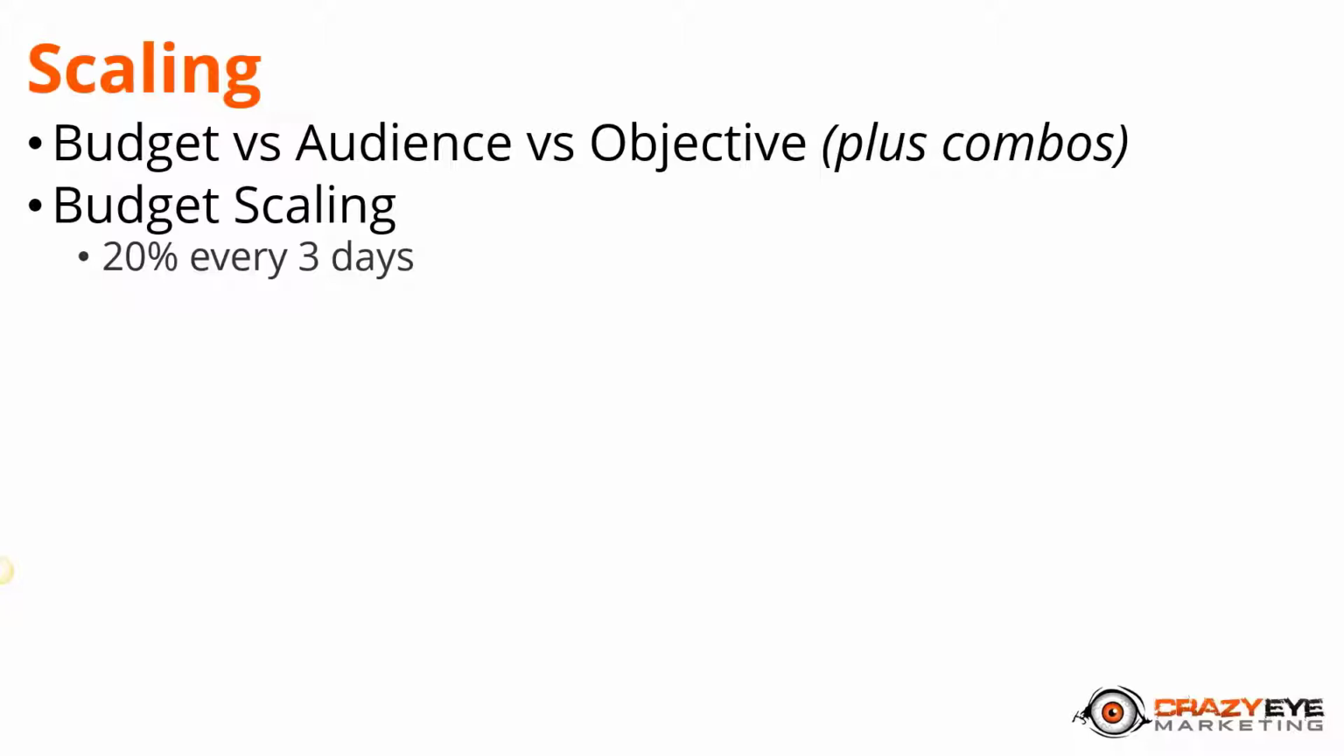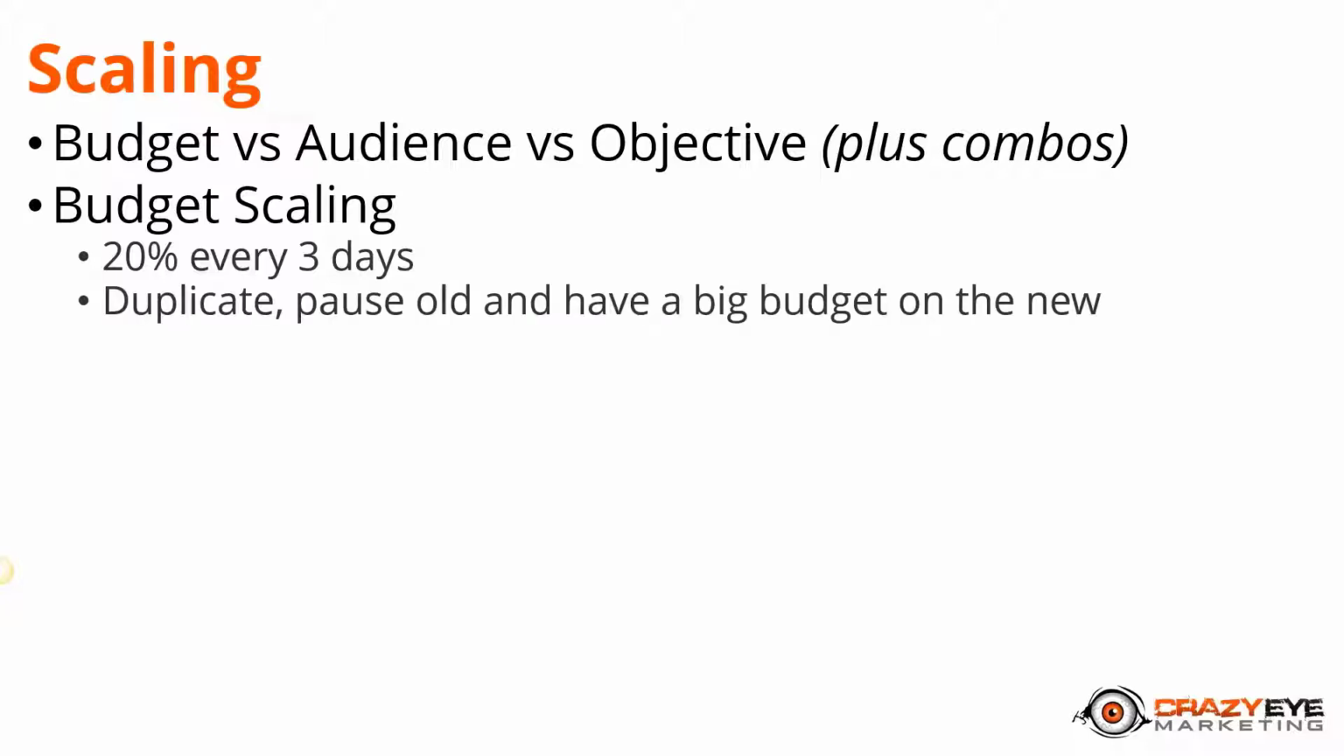Now, if you're spending $3 a day when testing your ad sets out, well, scaling 20% every 3 days, it's going to take you months before you get up to like $100 a day. So another way you could go ahead and scale your budget is by duplicating the ad set that is working, pausing that old ad set, and having a big budget on the new ad set. So if you had an ad set working at $3 a day, you would just pause that one, duplicate it, and set that new one at $50 a day or whatever your new budget is, and turn that one on and let it run.